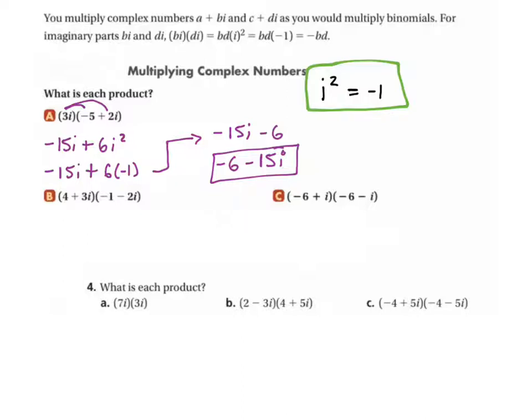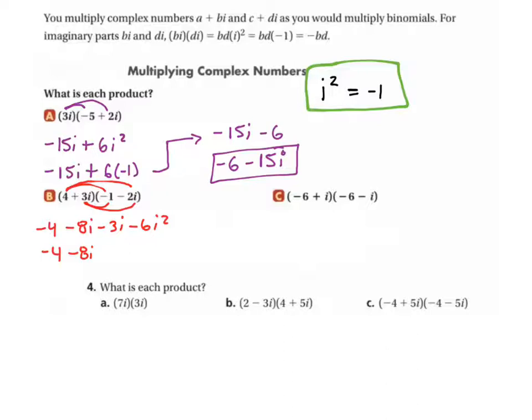Next one down for question B. Essentially, we're looking to FOIL this out. So for FOIL, we've got first, so this is -4. We've got outer, so this is -8i. Inner, that would be -3i. And then last, this would be -6i squared. We know that the i squared is going to become -1, so this essentially becomes +6. So we've got -4 minus 8i.